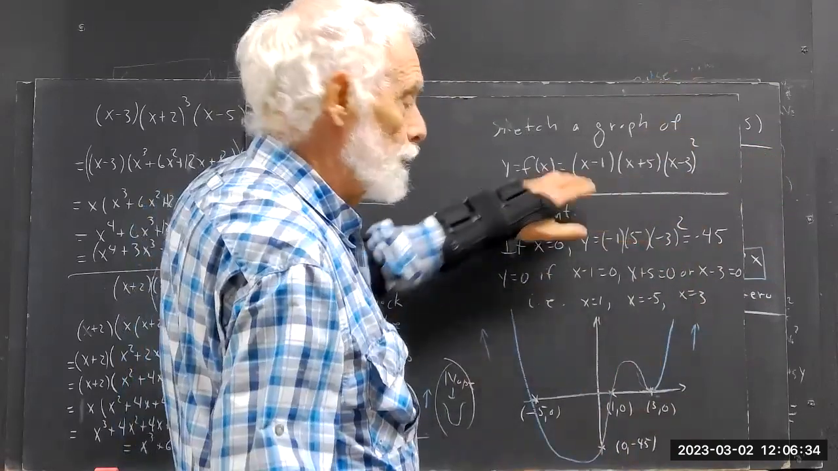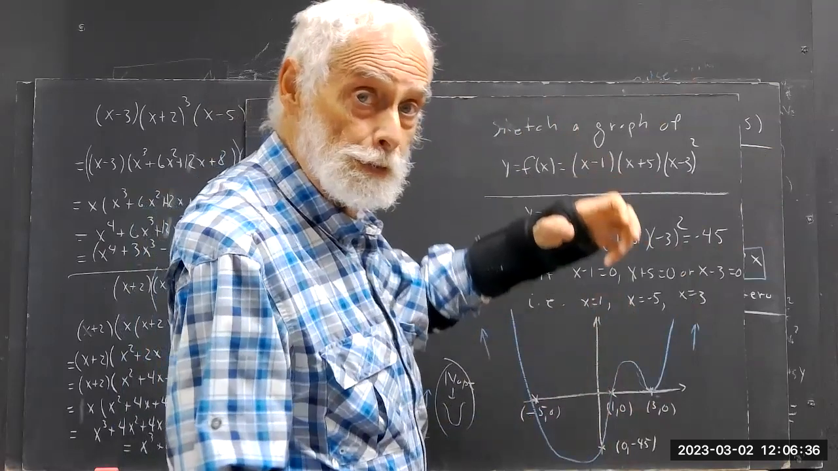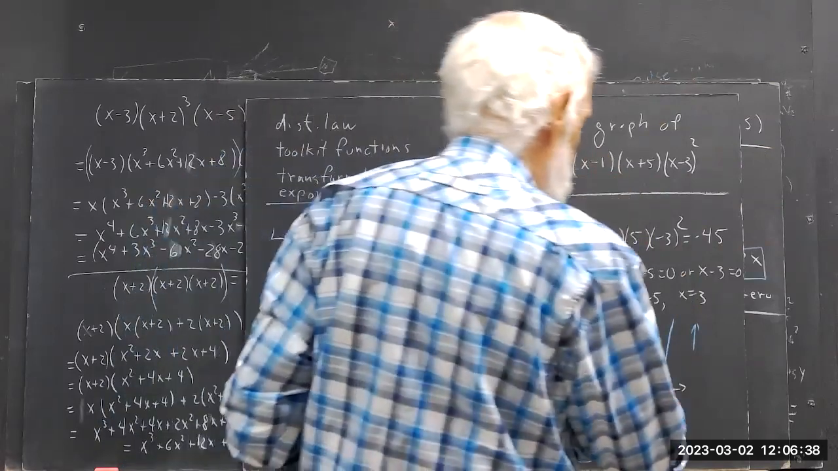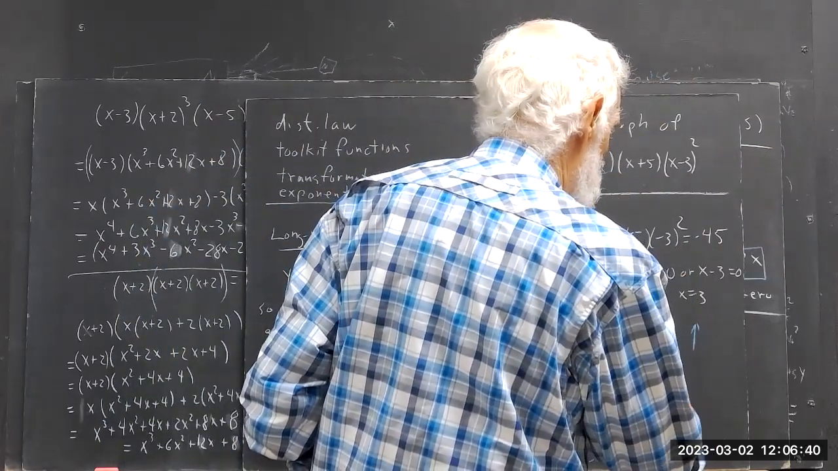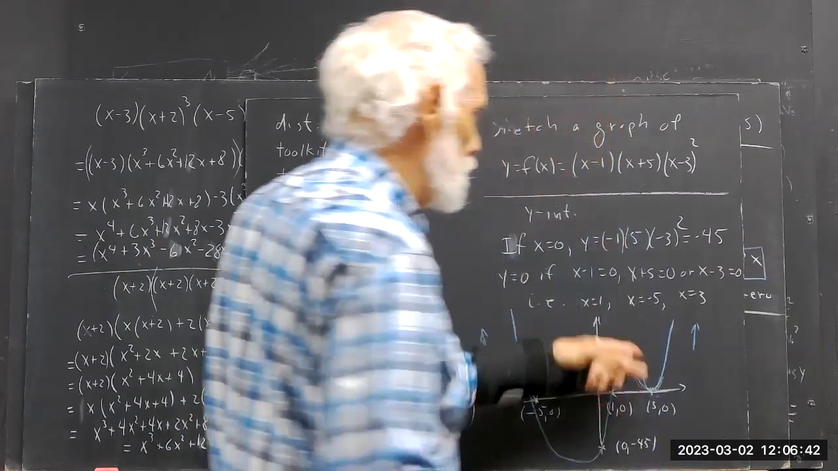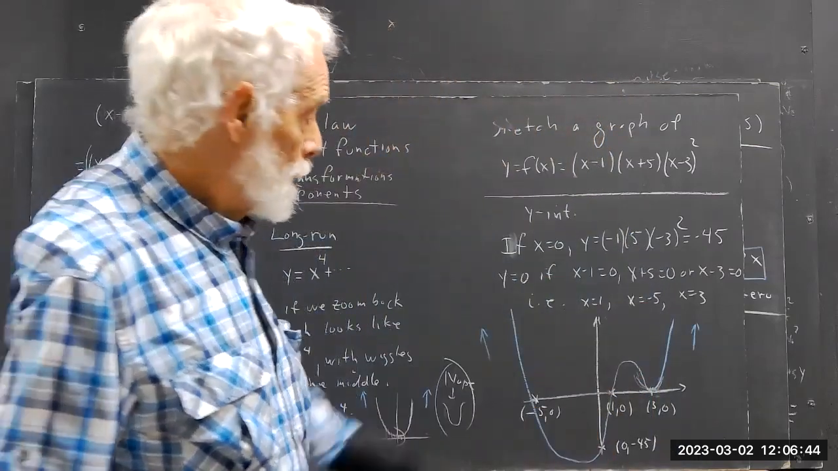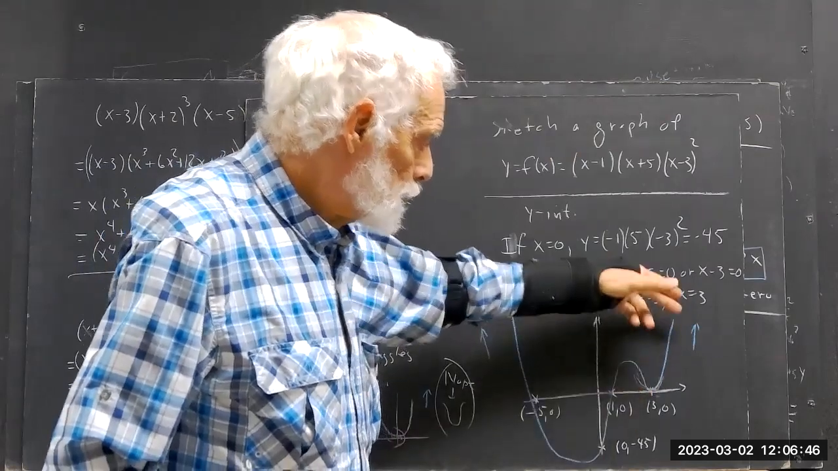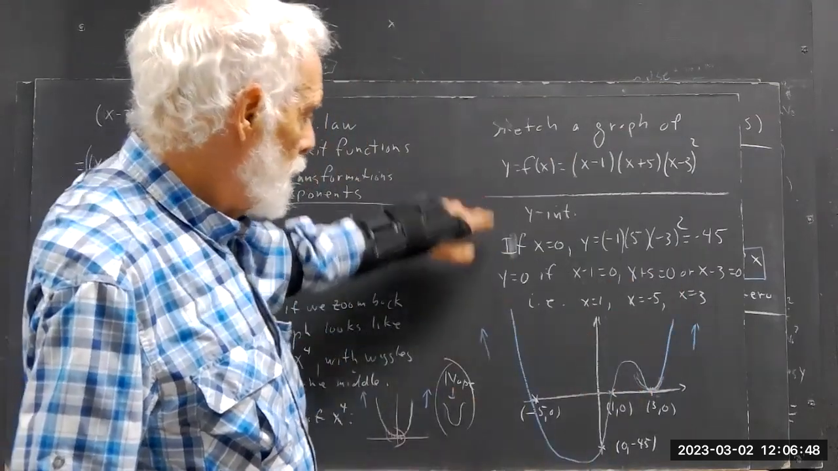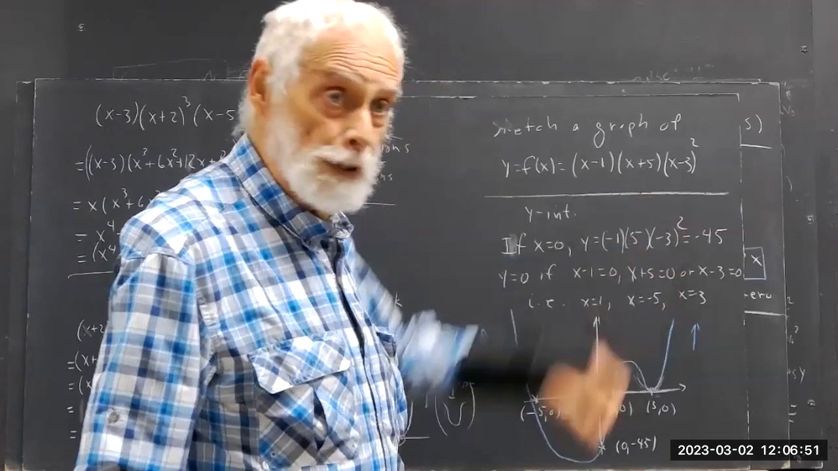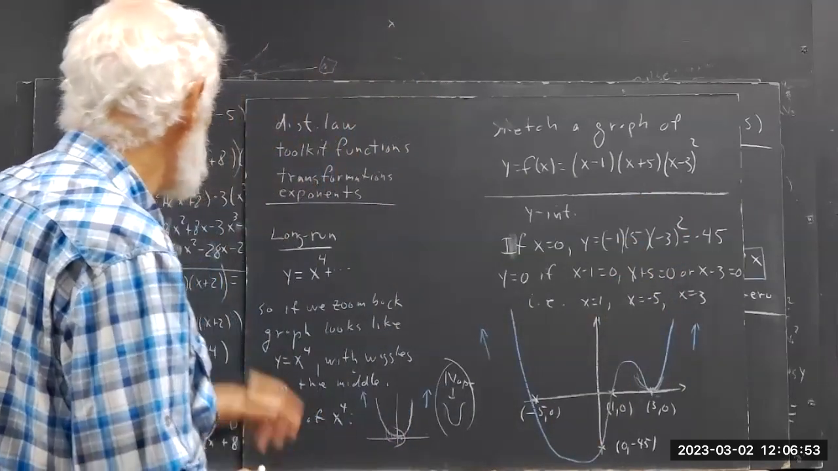Now, it's got other stuff in front of it, so it's also vertically stretched. But before I sketched the graph, I sketched a little parabola here to remind myself that the graph has to behave like a parabola at this point. And then we get the graph that looks like this. So that's the process.